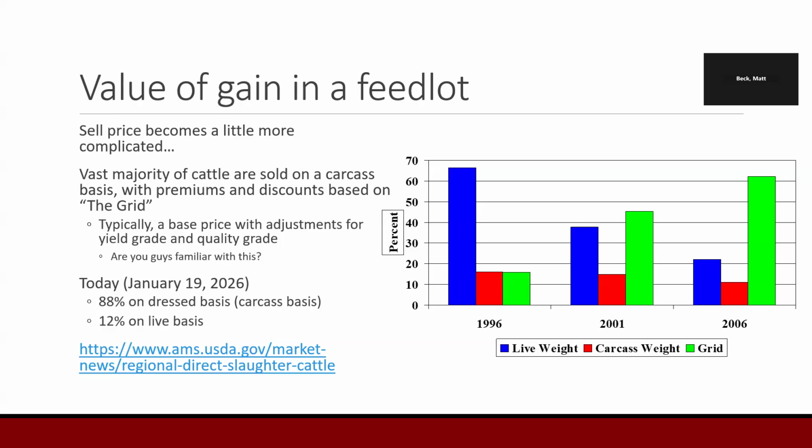You'll also receive discounts, and we'll see this in subsequent slides, for body weight. Real light animals will receive a discount, real heavy animals will receive a discount. But in today's climate, do we think that discount for a heavy animal is going to be large or small? It's pretty small. And it's offset by the added percent of animals that are going to grade higher quality, right?